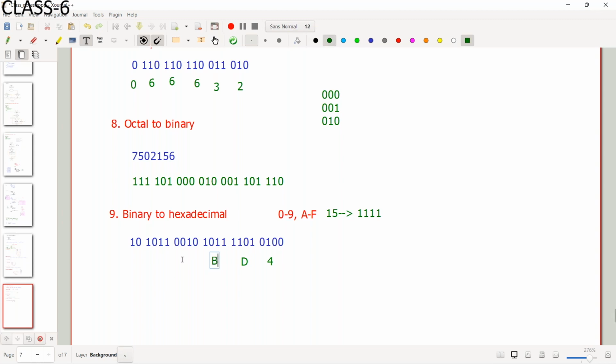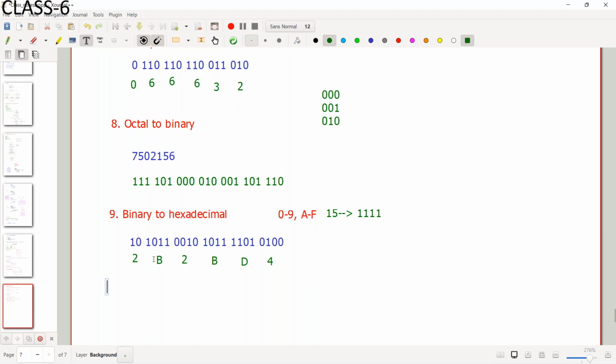And then 0010, that is 2. Then 1011 again, that's B. And then 10. So that is nothing but 0010 itself. So that is 2. So 2BD4. Okay. So that is the equivalent hexadecimal.